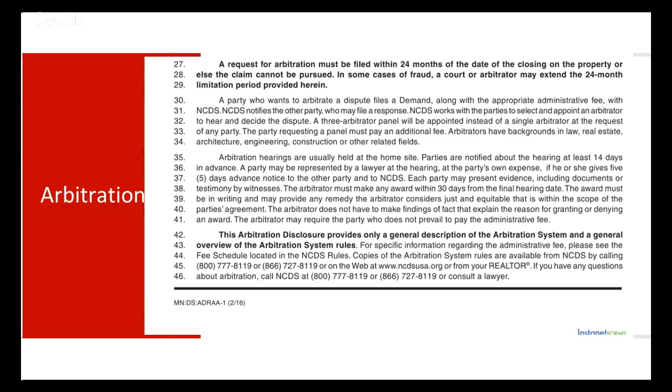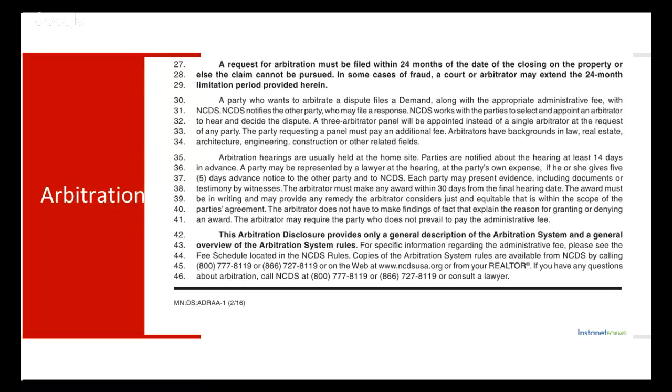Arbiters have backgrounds in law, real estate, architecture, engineering, construction, or other related fields. Arbitration hearings are usually held at the home site. Parties are notified about the hearing at least 14 days in advance. A party may be represented by a lawyer at the hearing at the party's own expense if he or she gives 5 days notice to the other party and to the NCDS. Each party may present evidence, including documents or testimony by witnesses.